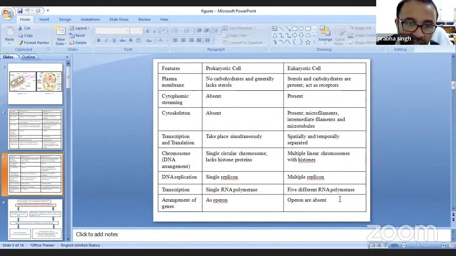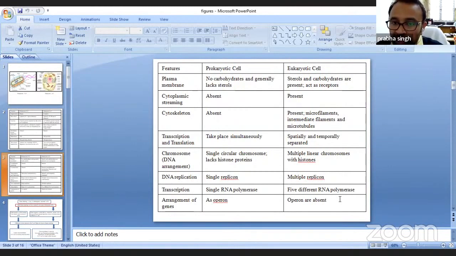Now, if you see the organization of the chromosome, in the case of the prokaryotic cell, we have a single circular chromosome and it lacks histone protein. While in the eukaryotic cell, the same amount of DNA is present in the form of multiple linear chromosomes. Like if you see the human cell, the entire DNA content is divided into 46 chromosomes. 44 chromosomes will be autosomes and 2 chromosomes will be sex chromosomes, right?